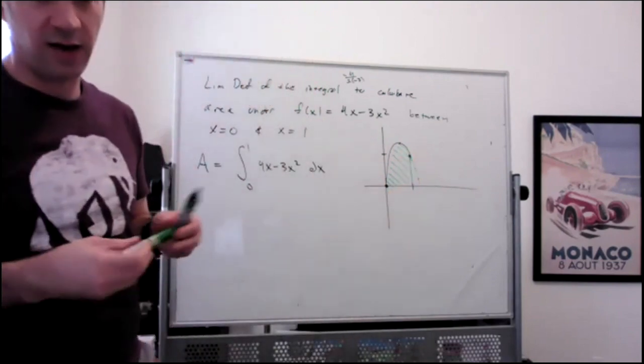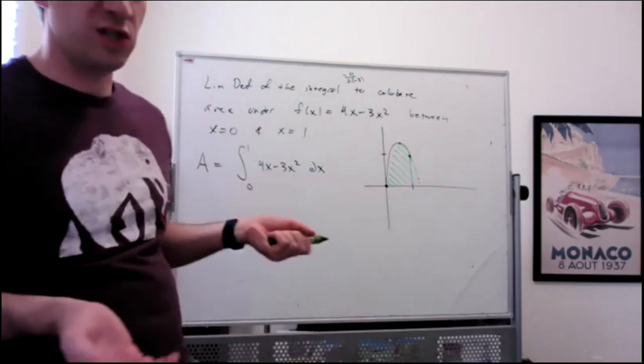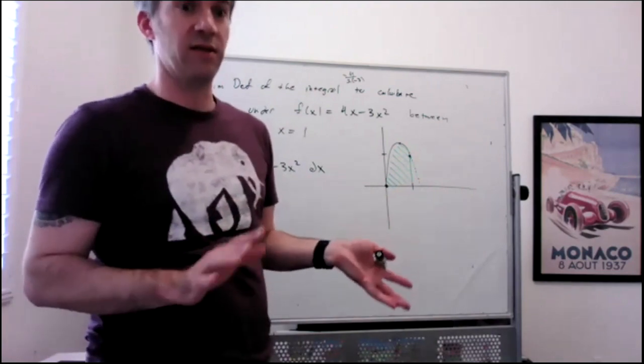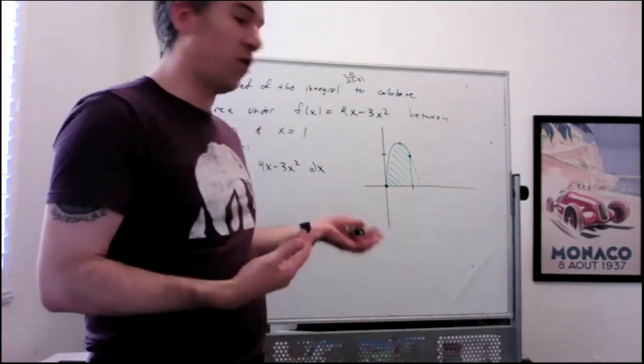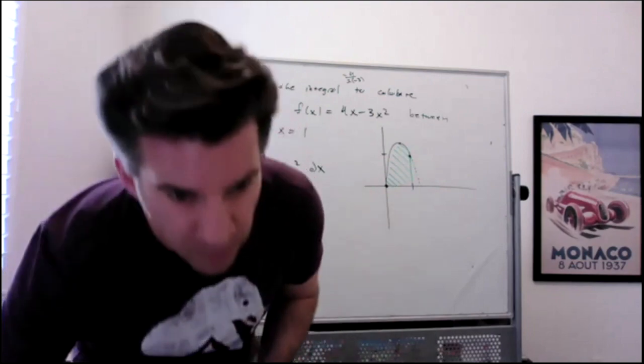And I will point out that unlike the previous example, we can't use geometry really to find the area here. And that's not totally true. There are geometrical methods to find the areas under quadratic formulas or equations, but that's not really the point here.